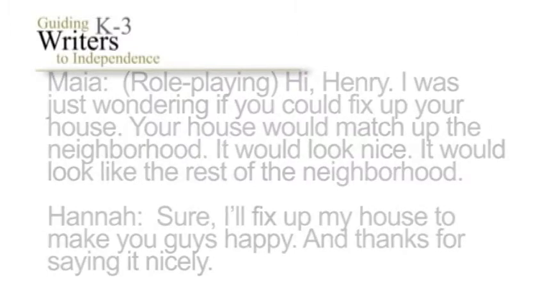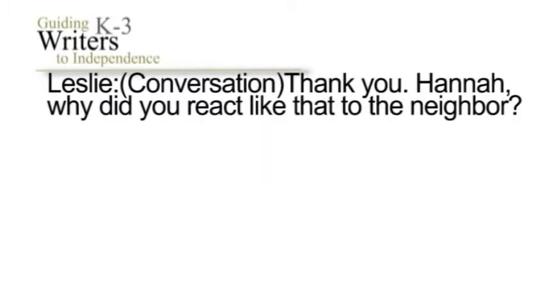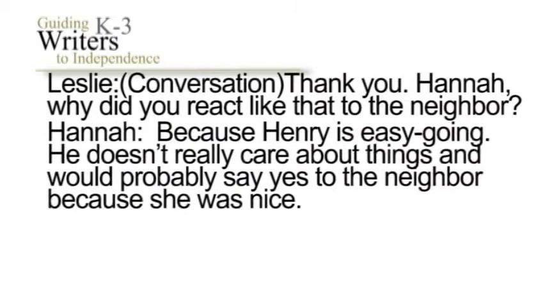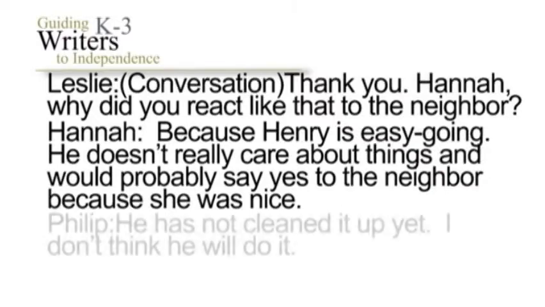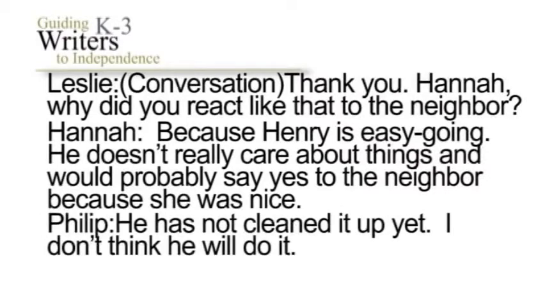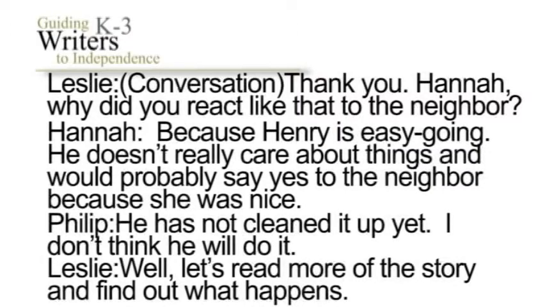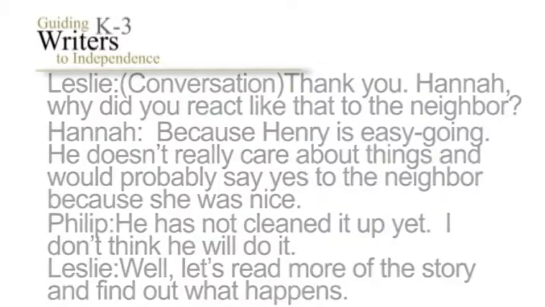After the role play is over, Leslie has a conversation. "Thank you, Hannah. Why did you react like that to the neighbor?" Hannah replies, "Because Henry is easygoing. He doesn't really care about things and would probably say yes to the neighbor because she was nice." Philip says, "He has not cleaned it up yet. I don't think he will do it." Leslie says, "Well, let's read more of the story and find out what happens."